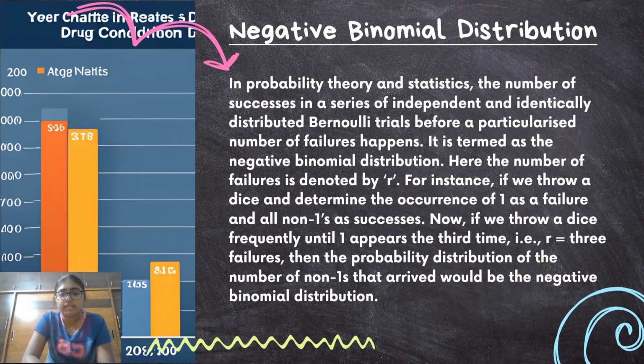Negative binomial distribution. In probability theory and statistics, the number of successes in a series of independent and identically distributed Bernoulli trials before a particular number of failures happens is termed the negative binomial distribution. Here the number of failures is denoted by r. For instance, if we throw a dice and determine the occurrence of 1 as a failure and all the non-ones as successes, and we throw our dice repeatedly until 1 appears the third time, that is r is equal to 3 failures, then the probability distribution of the number of non-ones that arrived would be the negative binomial distribution.